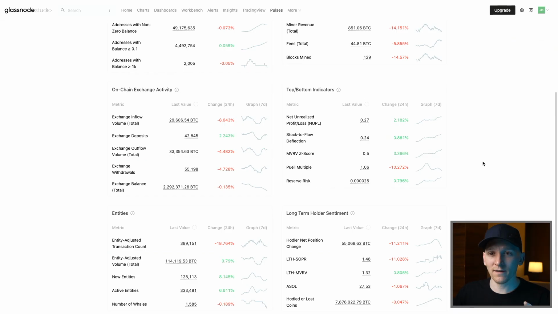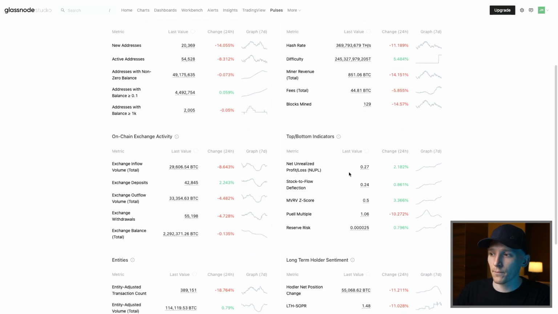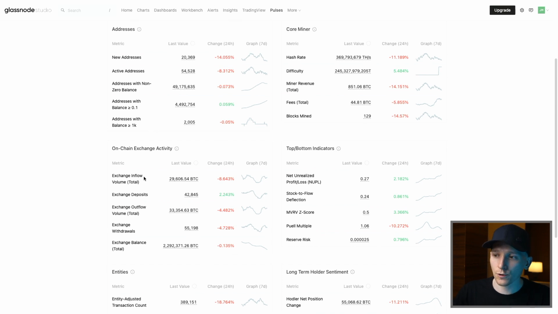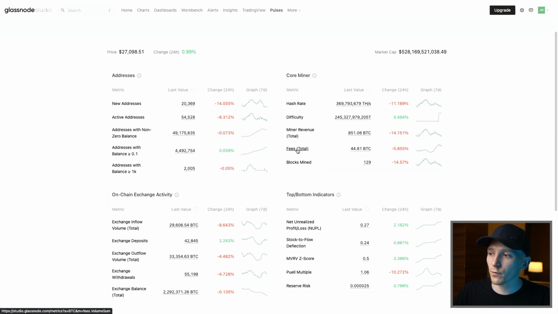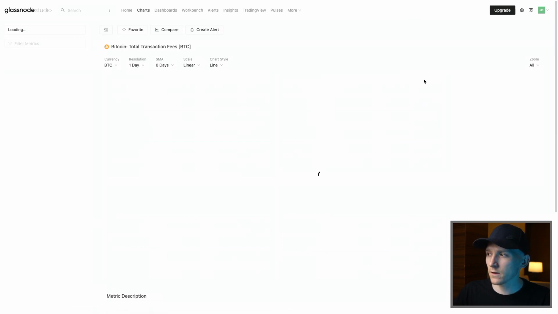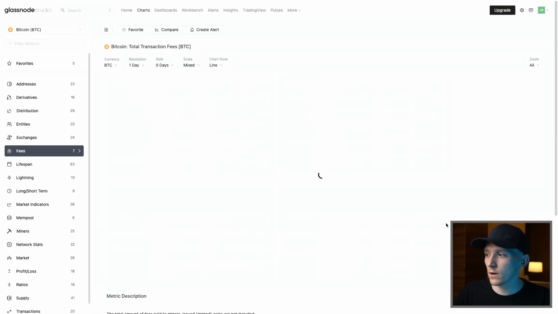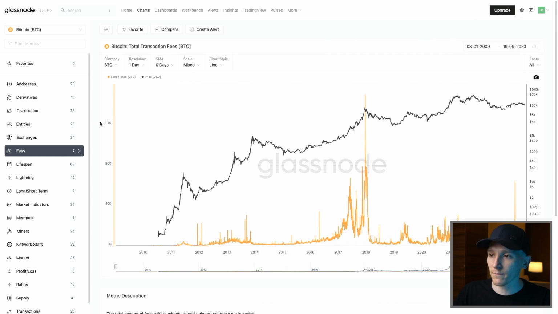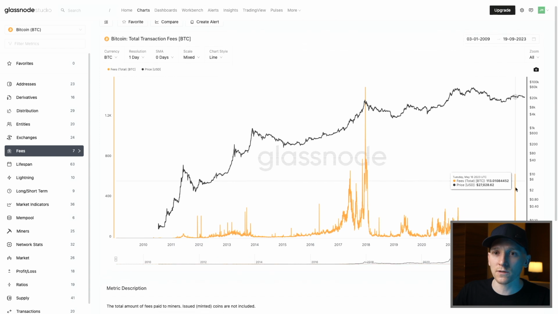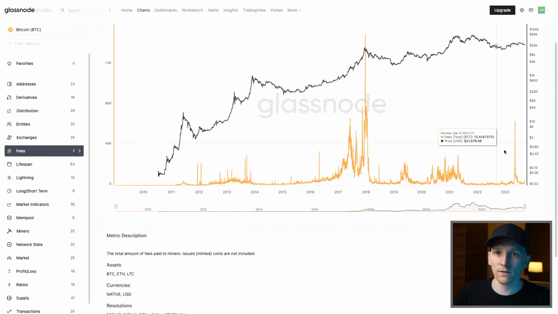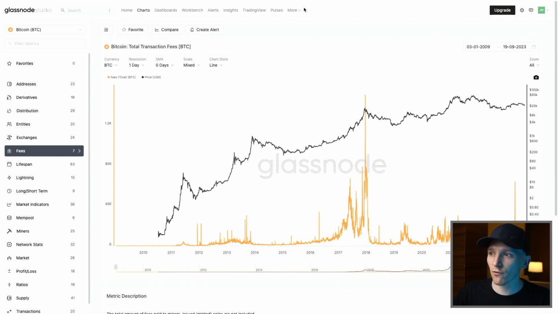Pulses is another great feature on Glassnode. What this does is separate different pieces of data into sectors. For example, top and bottom indicators, on-chain activity indicators, miner indicators. You can see them all here. So if we click on fees total, you can now see fees paid on the Bitcoin network, and you can see this change over time. So what we should see is a spike during bull markets. We saw the ordinals spike right here, where you see fees are spiking up, but they've come down to normal levels again. So you can look at that from pulses.